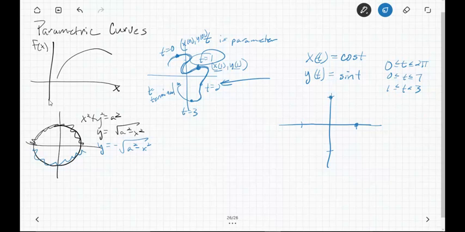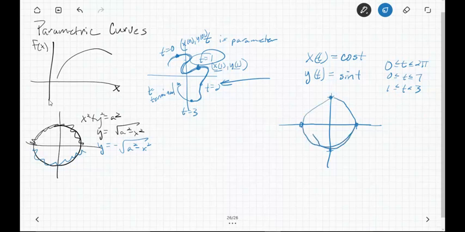When t equals pi, we know that cos is -1, so x is -1, and y is 0. So boom, right here. And then when t equals 3 pi halves, cosine is 0, and sine is -1. So that's down here. So what we get, again as a review, is a circle of radius 1.